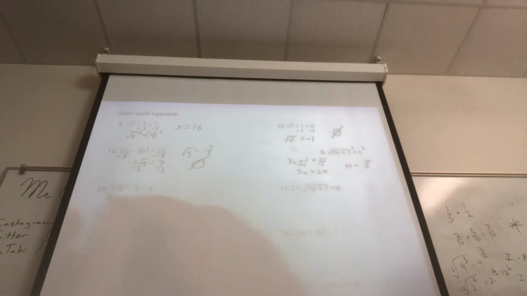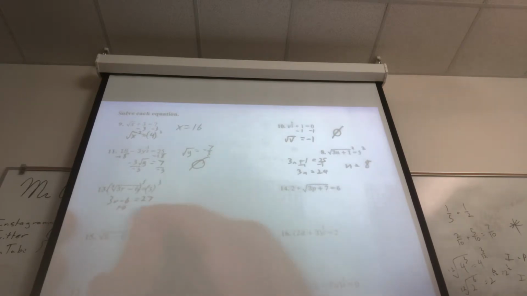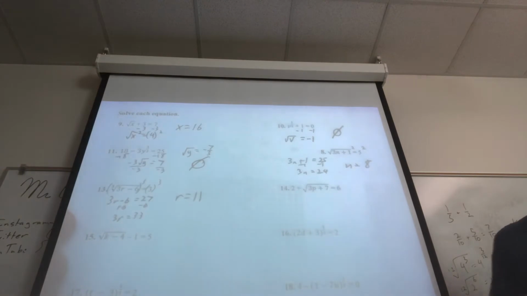So on this one, to get rid of the cube root, we will cube. We will raise to the third power. That's 3r minus 6 is equal to 27. We add 6. That's 3r is equal to 33. So r is equal to 11.